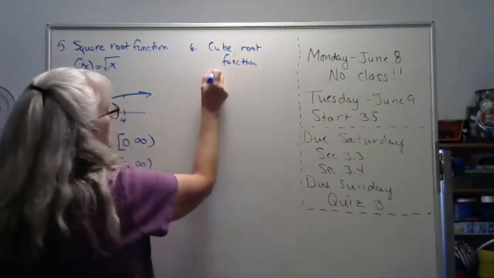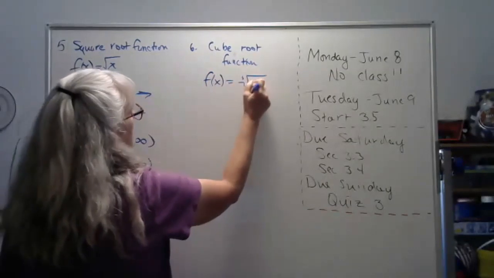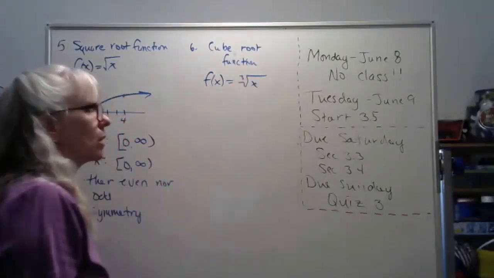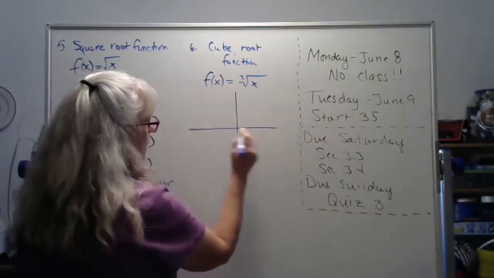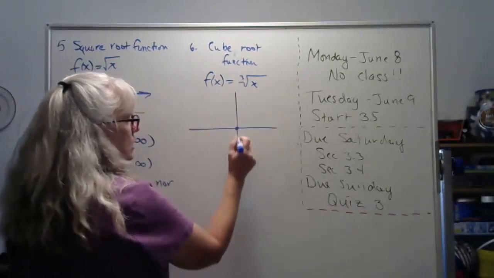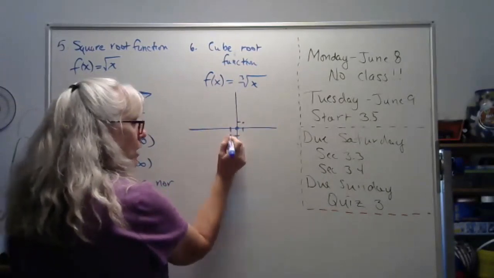Cube root function. So f of x is equal to the cube root of x. And again, the same thing would be going on. You can plot points. Please recognize that this time you can also plug in some negative numbers. So the cube root of 0 is 0. The cube root of 1 is 1. But the cube root of a -1 is -1.